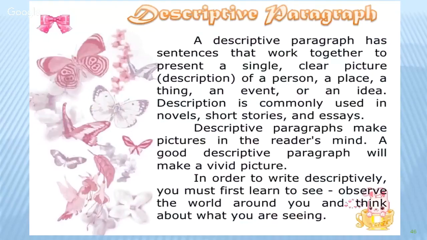A descriptive paragraph has sentences that work together. So again, there has to be cohesion. One sentence goes, another sentence goes, there should be some connection. You cannot write sentences randomly. Each sentence has to be connected to the other. There has to be a logical connection between two sentences to present a single clear picture of a person, a place, a thing, an event, or an idea. Whether it is a concept, function, event, place, person or thing, there must be a connection.